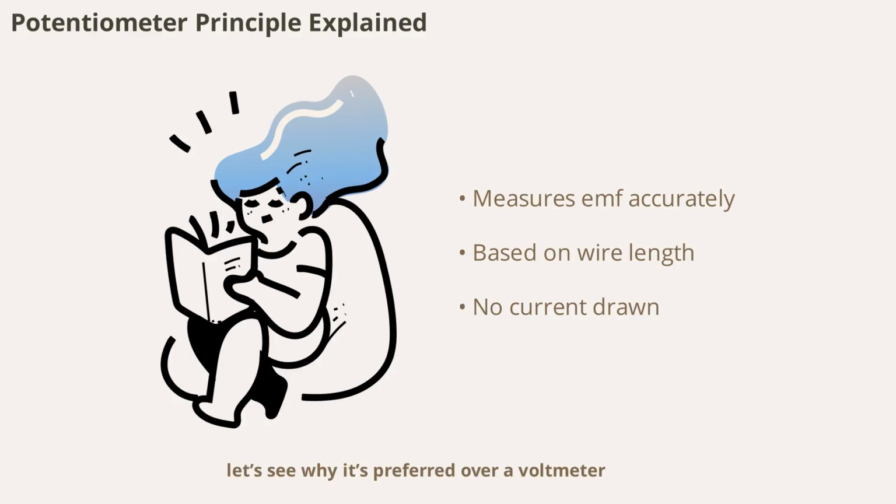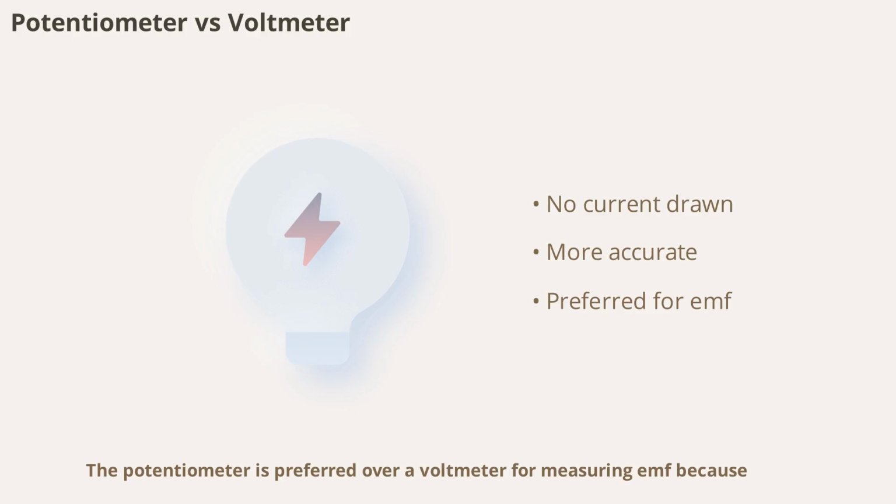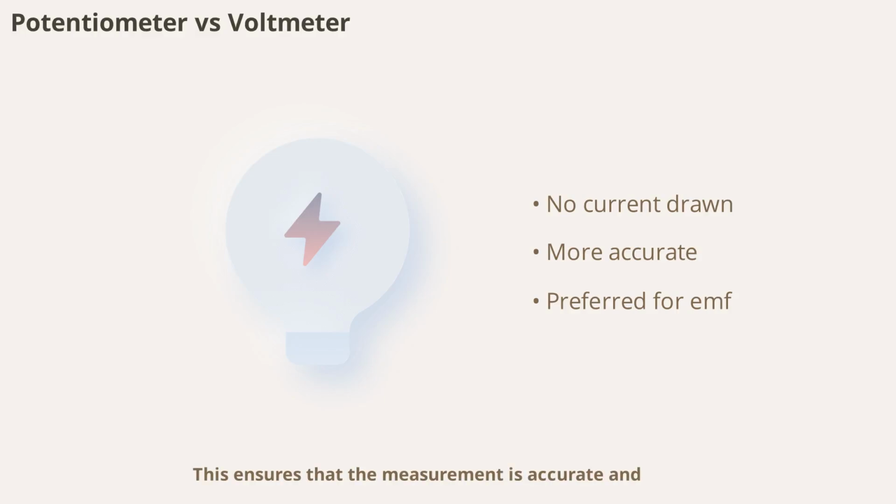Next, let's see why it's preferred over a voltmeter. A potentiometer is preferred over a voltmeter for measuring EMF because it does not draw any current from the cell being measured. This ensures that the measurement is accurate and unaffected by the internal resistance of the cell. In contrast, a voltmeter draws a small current, which can lead to errors in the measured value. The potentiometer's high sensitivity and accuracy make it the instrument of choice in precise electrical measurements. Now, let's summarize what we've learned so far.